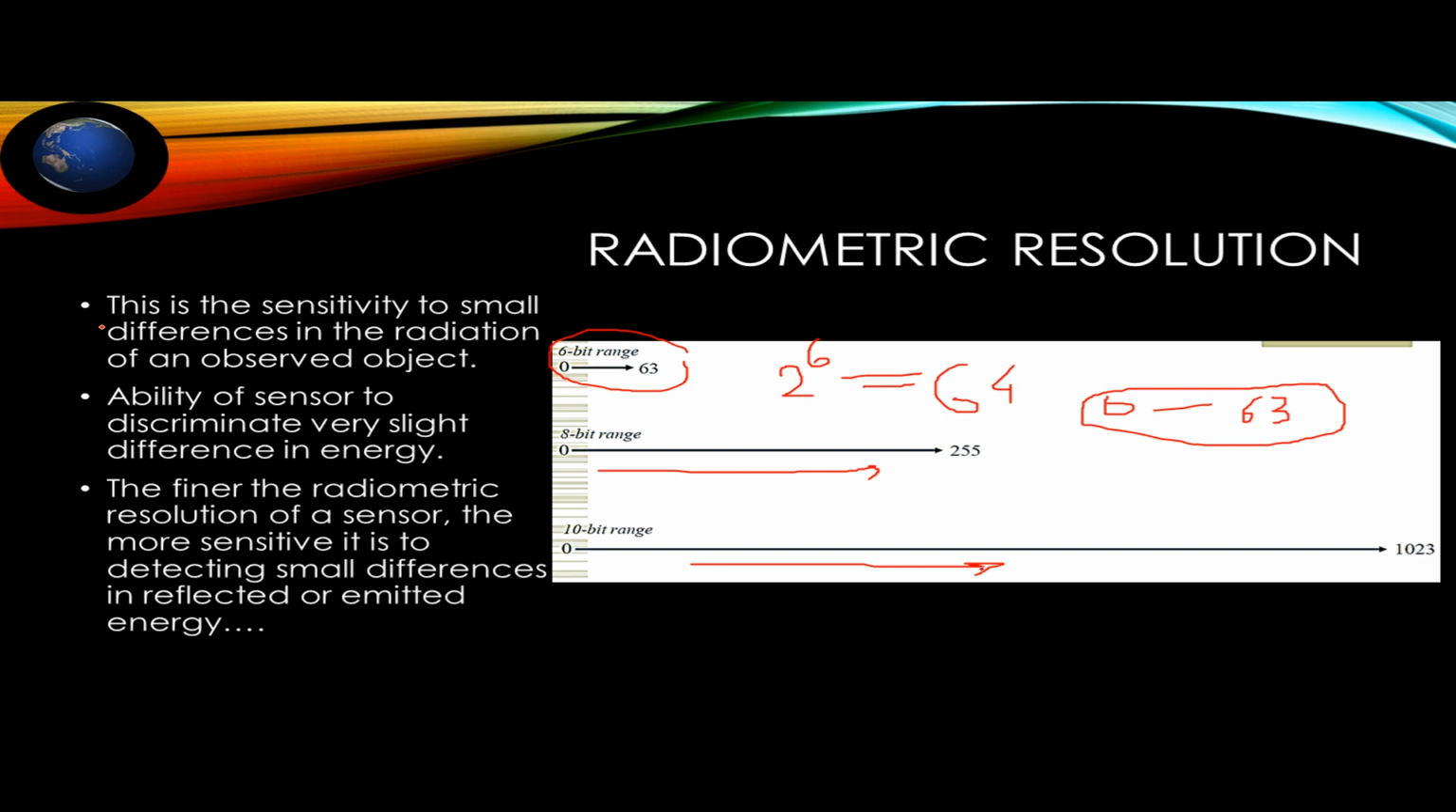It is the ability of the sensor to discriminate very slight differences in energy. The finer the radiometric resolution of the sensor, the more sensitive it is to detecting small differences in reflected or emitted energy. As I told, the more the range of brightness values, the better you are able to detect the earth surface features in a proper manner.